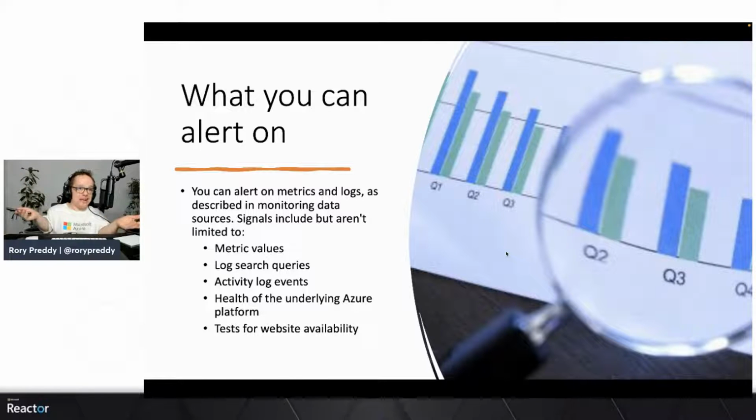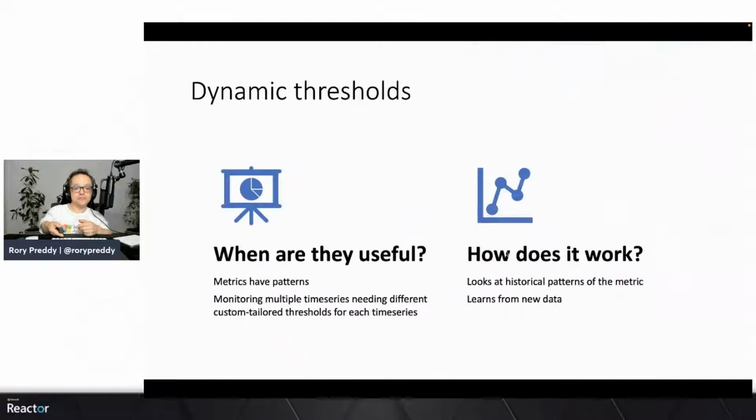So maybe I don't want my cluster to be shut down, or it accidentally gets shut down. And I can send an email to the administrators to say, listen, someone accidentally shut down the cluster, go alert, make it a Sev 5, and do something about it. And you can also have tests for website availability. So dynamic threshold, this is really eye candy. Why are dynamic thresholds useful? What are they?